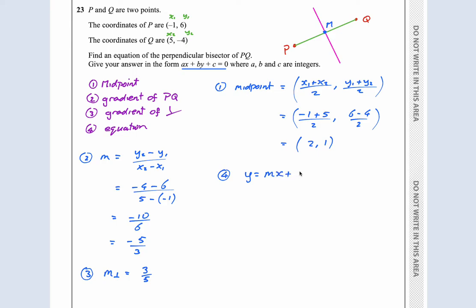So y equals mx plus c. And then I'm going to sub in, instead of x, I'm going to put 2, and instead of y, I'm going to put 1. I have to use this point. I can't use either of these guys because those aren't on the pink line. This is the midpoint, which is on the pink line. So instead of y, I'm going to put 1. Instead of m, I'm going to put 3 over 5. Instead of x, I'm going to put 2. And instead of c, I'm just going to leave c because I'm going to try and find c. So 1 is equal to 6 over 5 plus c. And then c is equal to 1 minus 6 over 5, which is minus 1 over 5.